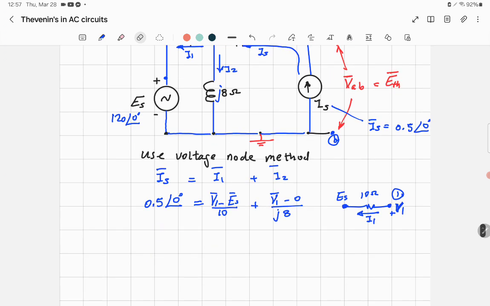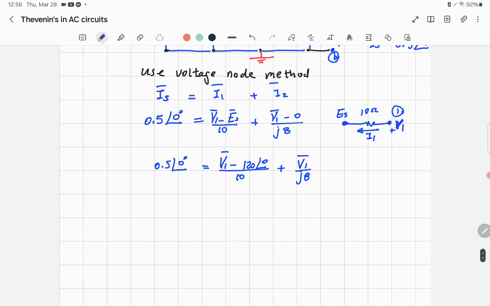Now I just put the value of IS, that's 0.5 on angle 0, and V1 is not known, and ES is 120 on angle 0, divided by 10 plus V1 on J8. You can just ignore the 0, and actually when you have 120 on angle 0, it will be like 120. Okay, you start to simplify this one. 0.5 on angle 0 means 0.5 equals V1 on 10 minus 120 on 10, because 120 on angle 0 is equal to 120, plus V1 on J8.